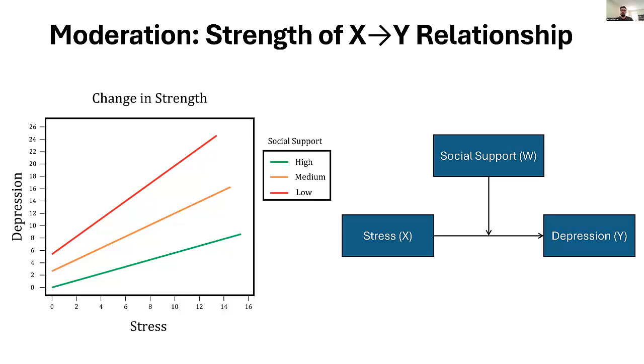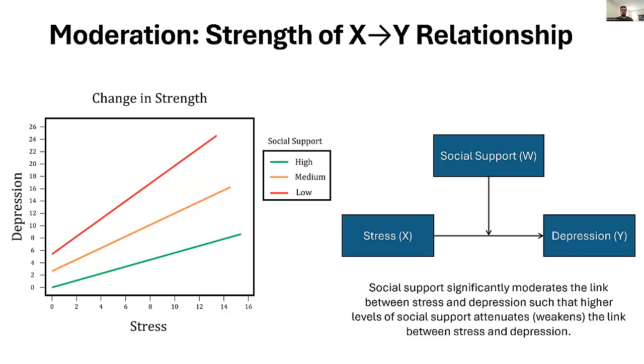This is using that previous example, social support moderating the relation between stress and depression. You'll see the interpretation for this effect here in the lower right that you might include in a poster or an abstract. So social support, let's say this was a significant finding.